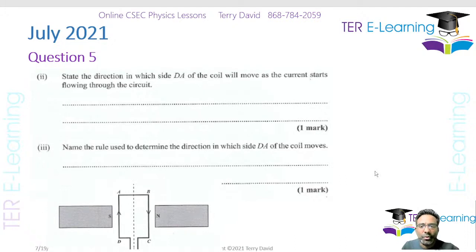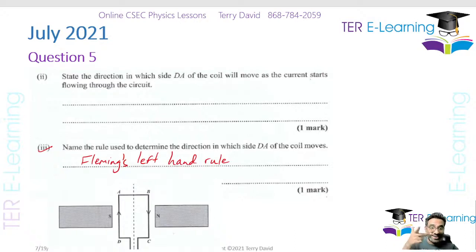Alright, so they want us to work out direction here, and then in the third part they said name the rule used to determine it. Well, we can tell them the rule one time. It's Fleming's left-hand rule. I'm just writing this here one time, but it's the left-hand rule we're going to use. Now, some students have a lot of trouble with the left-hand rule. So here's what we're going to do. I'm going to use the left-hand rule here.